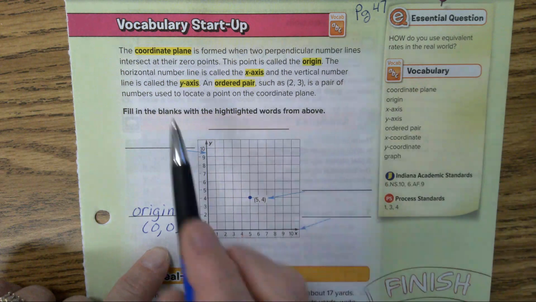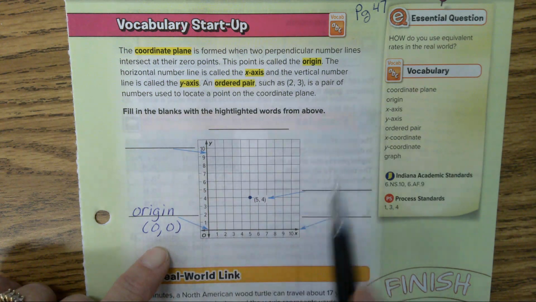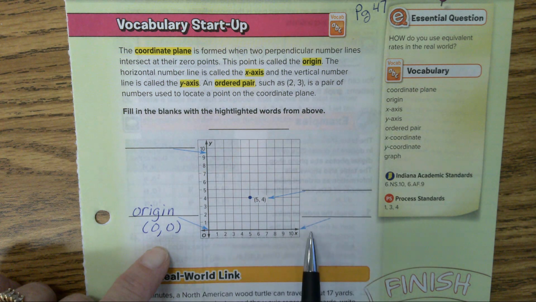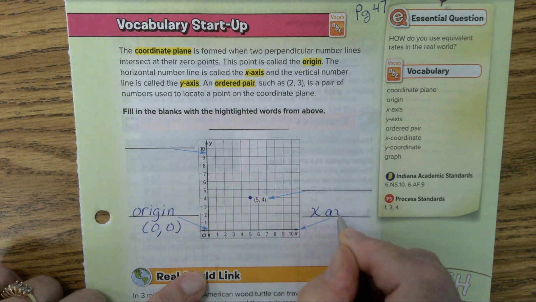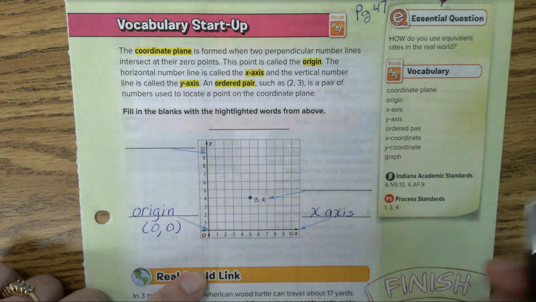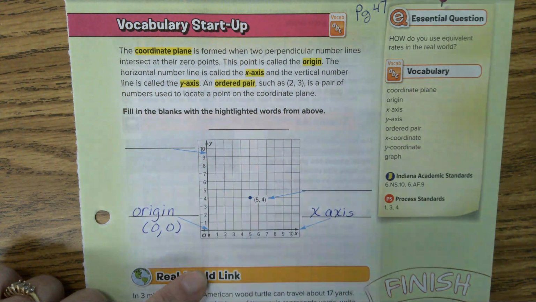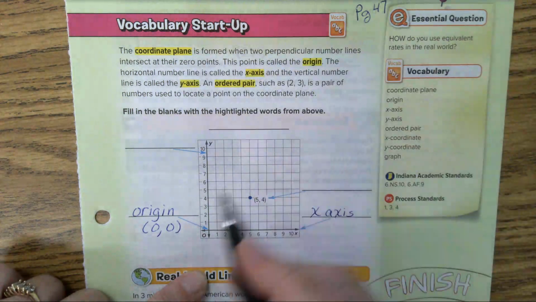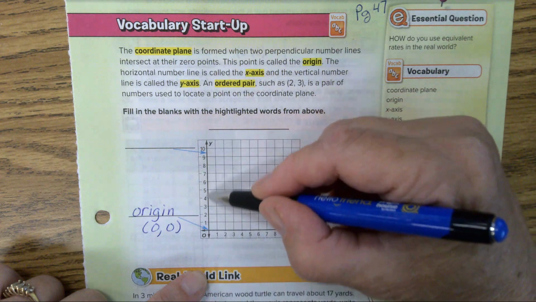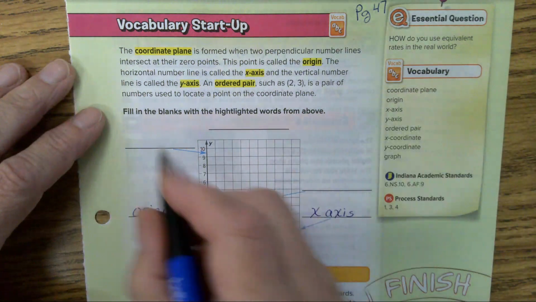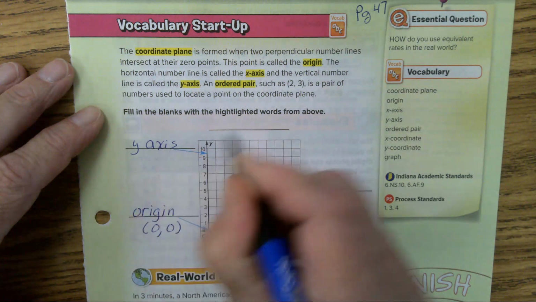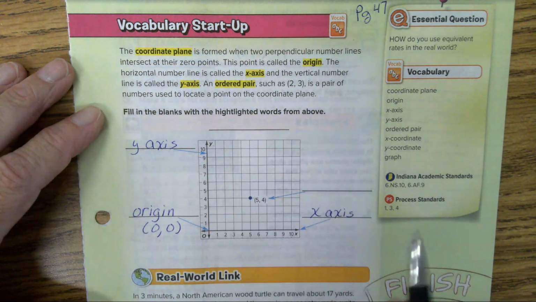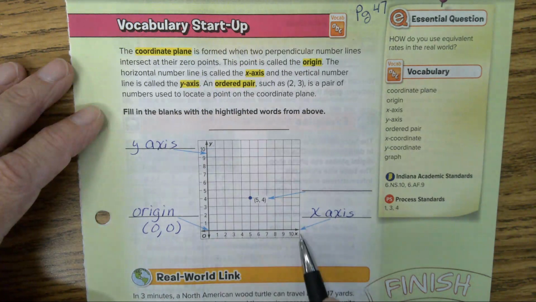The horizontal number line is called the x-axis. This is the horizontal one. This is the x-axis. A-X-I-S. And the vertical number line is called the y-axis. This is the vertical one. It's called the y-axis. Notice the y there at the top. Often they'll have the little y here to help you remember, and they'll have a little x there.